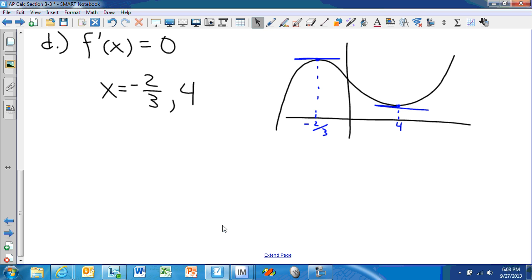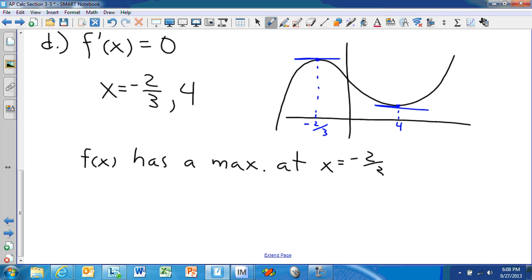So it turns out that f of x has a max at negative 2/3. I'll go ahead and write this down. f of x has a maximum, I'll just say max, at x equals negative 2/3, and a min at x equals 4. So those zeros of f prime tell me something about the mins and maxes of my function f of x. Pretty interesting.